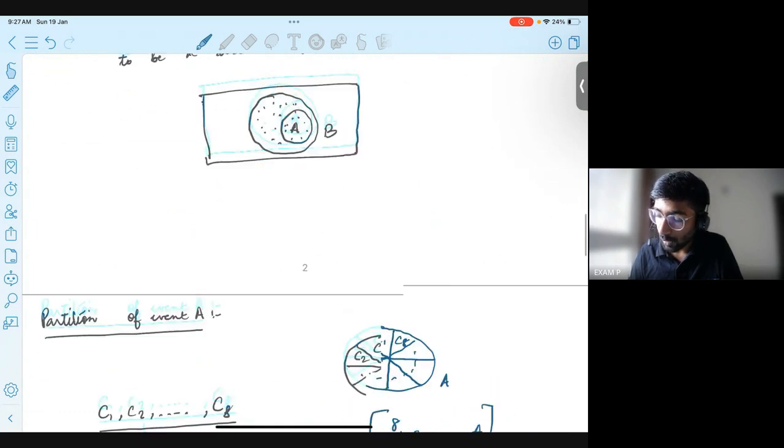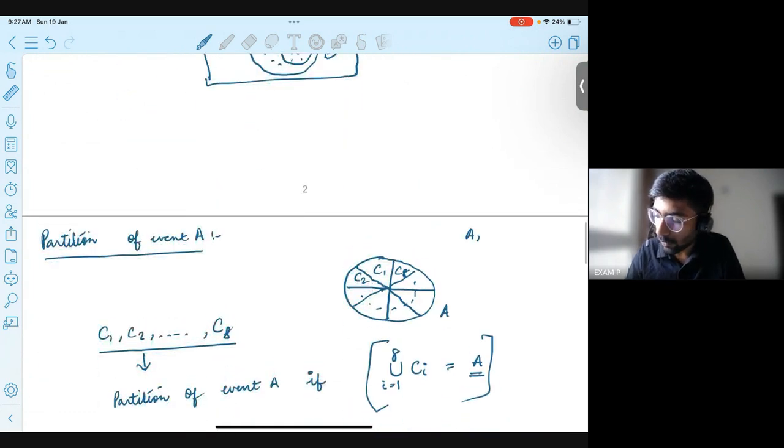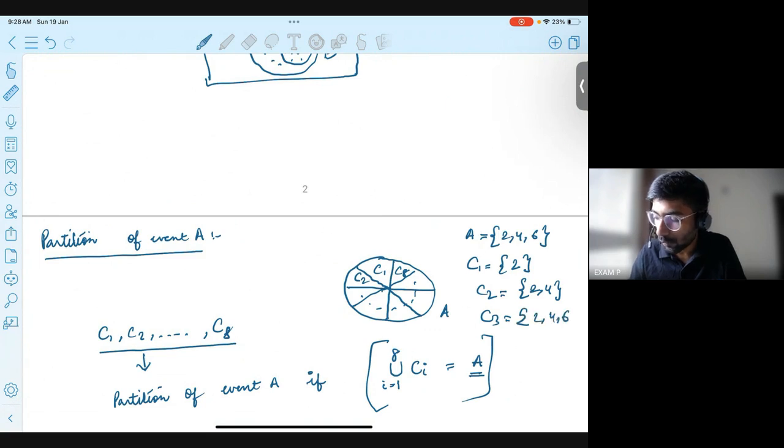How can you partition our event A? The event A that we were working with was 2, 4 and 6, right? Getting an even number. So how can you partition this? So this event can further be partitioned as getting an even number less than or equal to 2. That can be a new event, right? Then getting an even number less than or equal to 4. That is another event. So getting an even number less than or equal to 2 will mean only 2. Getting an even number less than or equal to 4 would mean this, right? And getting an even number less than or equal to 6. That will contain all these 3, 2, 4, and 6.